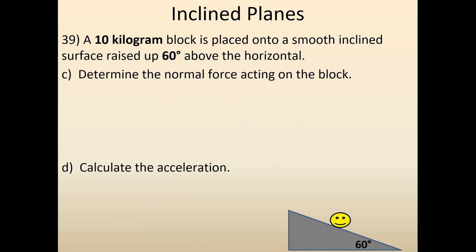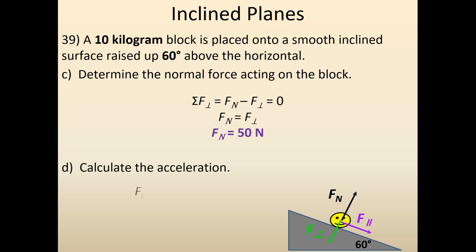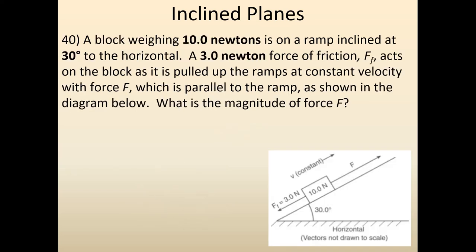All right. So for this next part, we're going to do the same thing where we draw our FBDs. Fn is equal to the perpendicular component, so it's equal to 50. Again, the net force is the parallel component, plug and chug, and we get 8.7 meters per second squared. Easy enough. All right, so we'll move on to 40. Pause the video, work it yourself, and we'll go over it in a second.